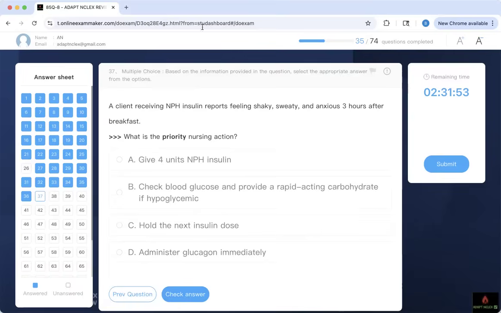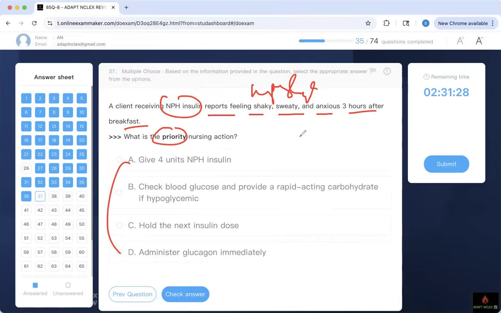This is full of traps. Which answer choice do you pick? It's prioritization 101. Which one will save the patient's life? Ask yourself, how do you answer the question? Go back to what it's asking. Receiving NPH, shaky, sweaty, anxious 3 hours after breakfast, hypoglycemia, rewrite it. All these words mean hypoglycemia.